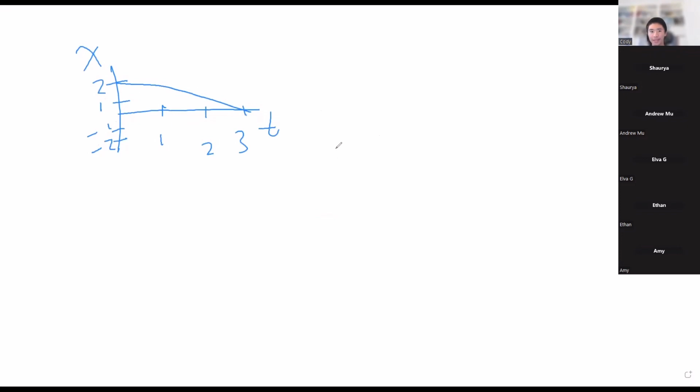Okay, so say you're given this graph. What would be the velocity at t equals 3, at the time of 3? Velocity at t equals 3. You can just put it in the chat.